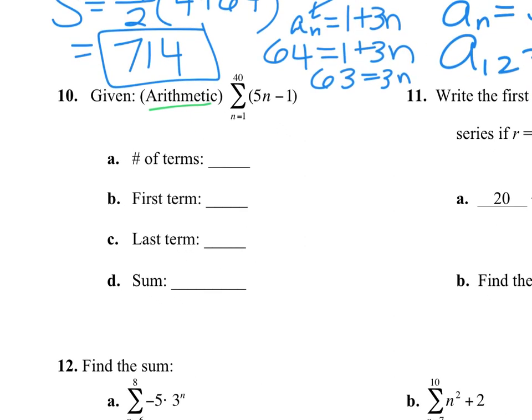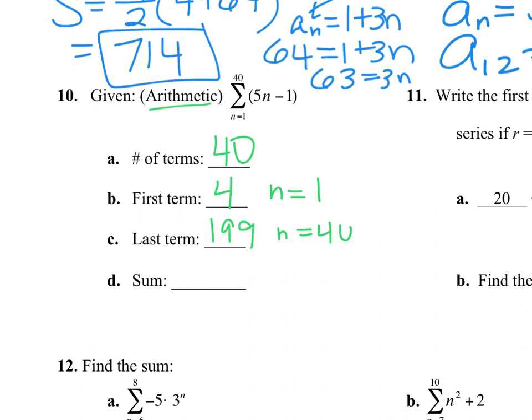So how many terms are there? Can you tell by looking at it? We're adding up numbers from n equals 1 to n equals 40, so there are going to be 40 terms. What's the first term? Don't tell me 1. The first term is found by plugging in 1. So what do you get? 4. Perfect. What's the last term? Not 40. You need to plug 40 in. The first term is when n equals 1, the last term is when n equals 40. Plug it in. 199. Perfect.